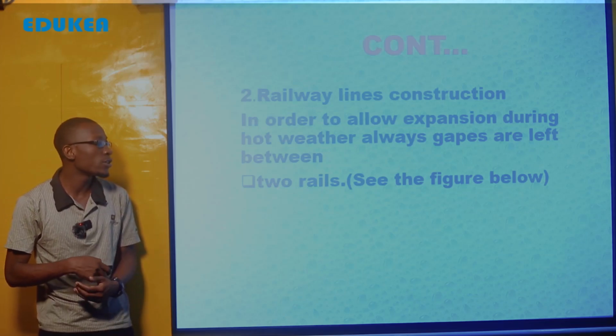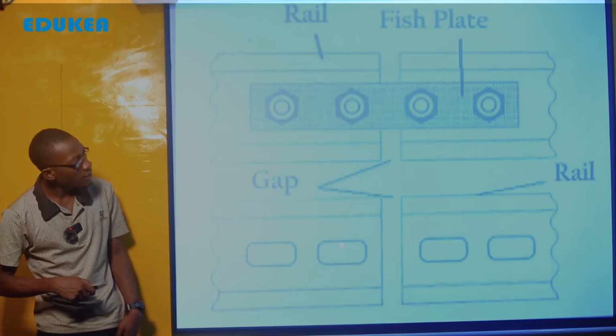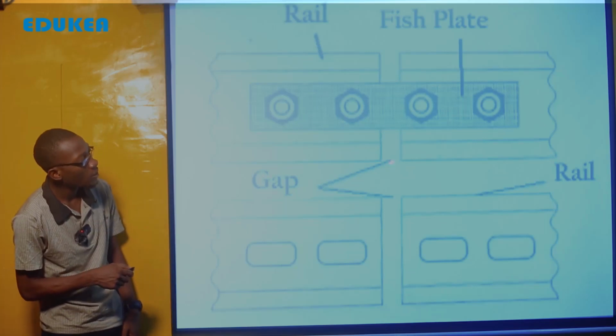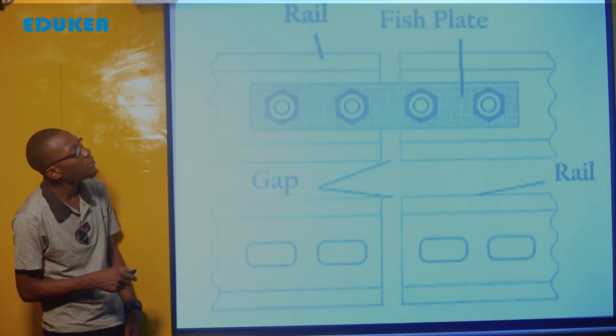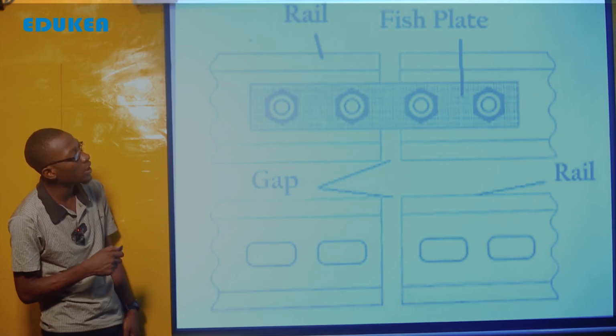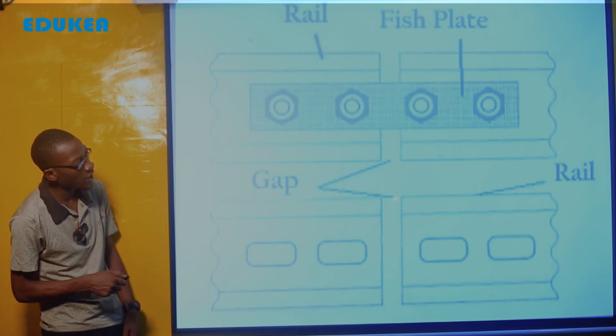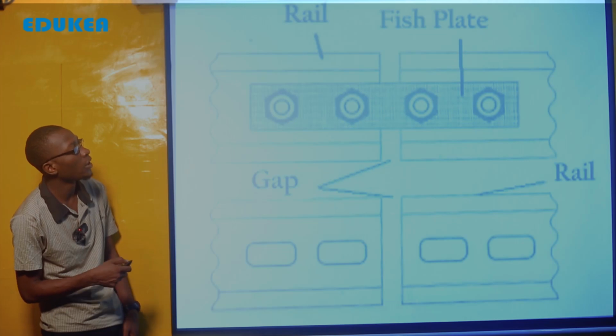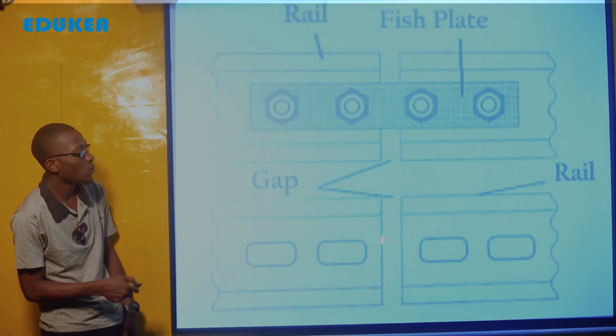Here, this is the gap. This is a gap that exists between the rails. This is a rail, this is a rail. So there is a gap kati ya reli moja na reli nyingine. Kwa hiyo wakati tunatengeneza reli ya kwanza kuna gap, na reli pia kuna gap.